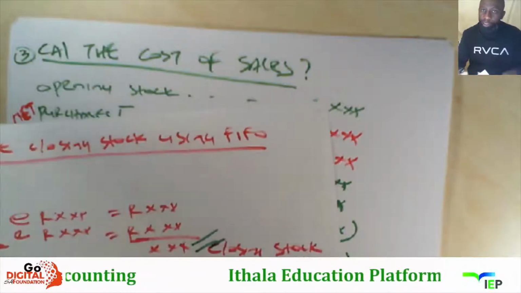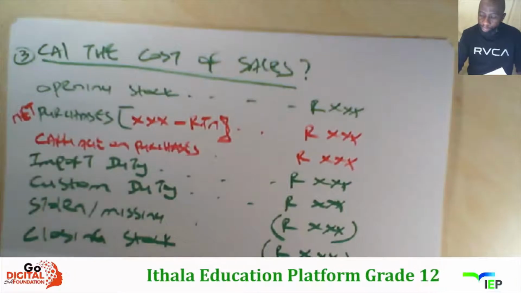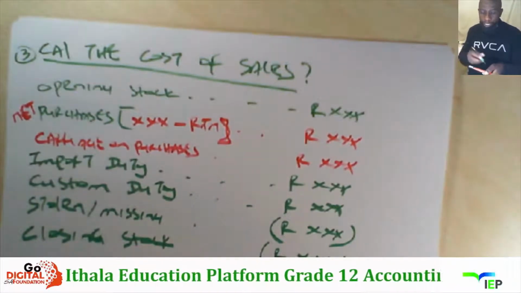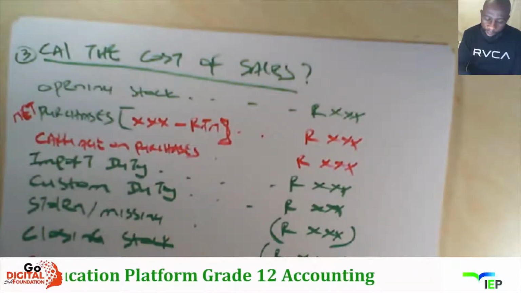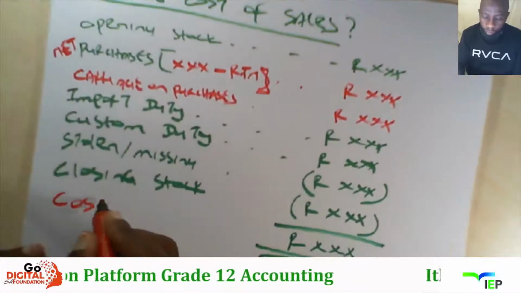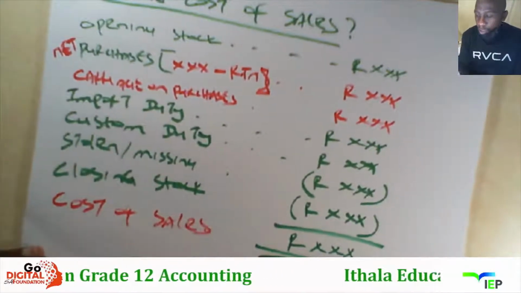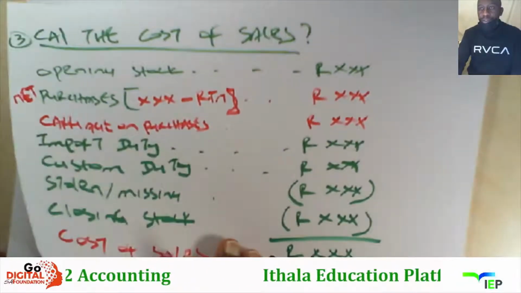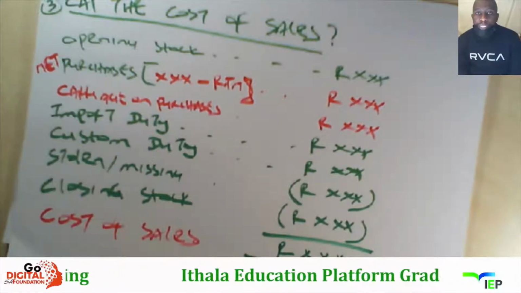Even if it's wrong, this figure here from the FIFO, for the fact that you know that it has to come here. So now you are getting what? This is the cost of sales, right?